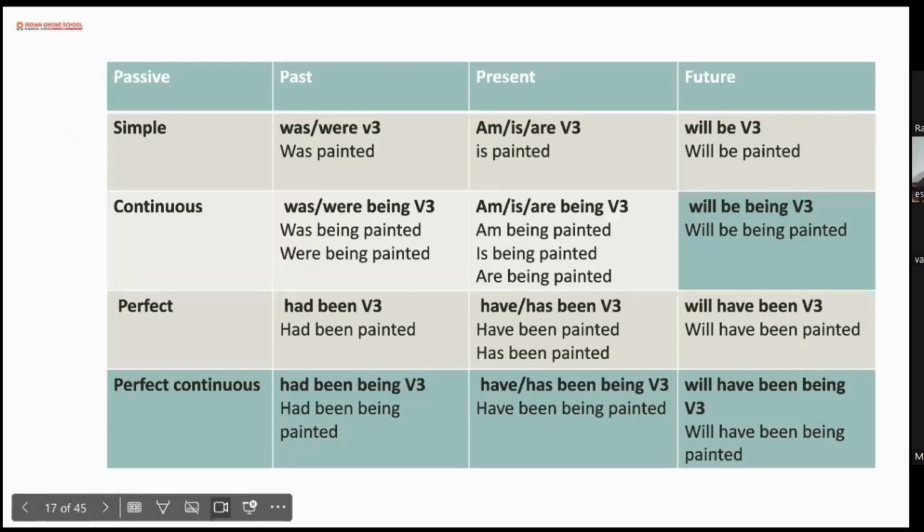Okay, now let's look at the chart. So we have simple, continuous, perfect and perfect continuous. In the simple one, in the past tense, it is was, were and third form of verb. Like the example is was painted. The same sentence in the present tense is am, is, are and the third form of verb, painted. In the future form it is will be and the third form of verb.